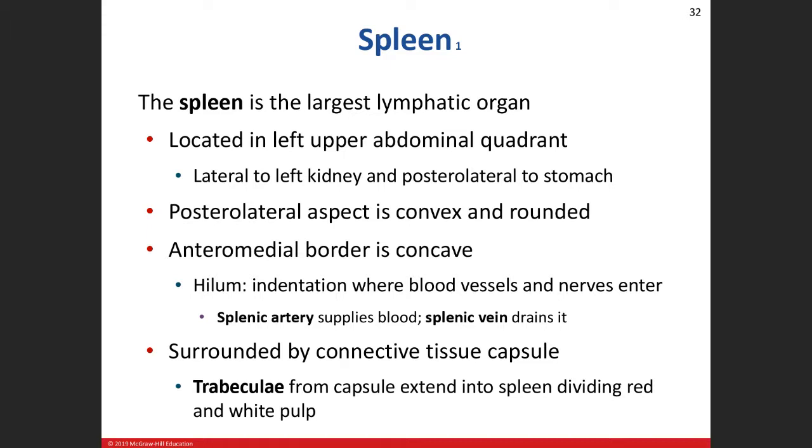Mono. Nice. All right, so where's the spleen? It's in the left upper quadrant. Has anyone here ever had mono?